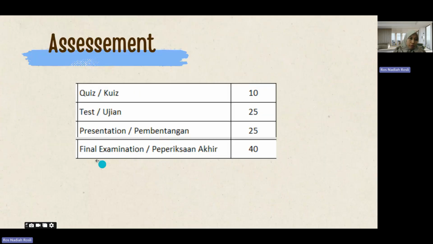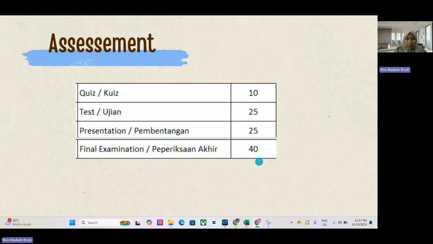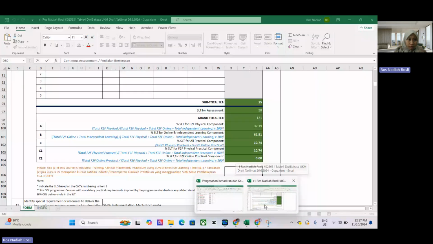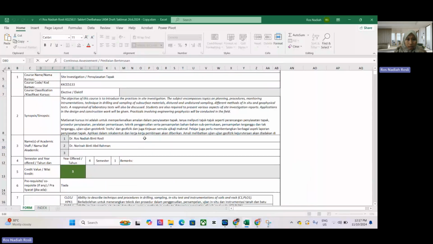For the assessment, we have continuous assessment, which is quiz, test, and presentation. The quiz contributes 10%, the test 25%, the presentation 25%, and finally we have the final assessment, or final examination, which is 40%. I am taking this from table 4 here. So this is table 4. I extracted all this information from table 4 into the presentation.